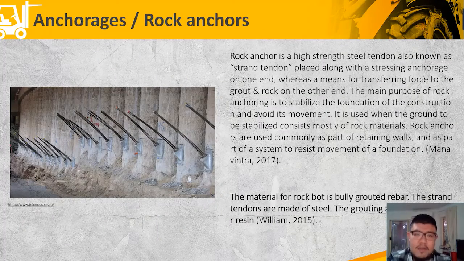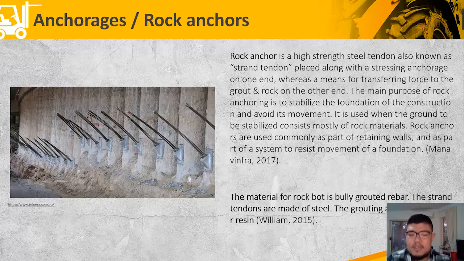And the other type of anchorage is rock anchors. The major difference between a rock anchor and a soil nail is that the rock anchor is anchored to the rock. It is a high-strength steel tendon, also known as a strand tendon, placed with a stressing anchorage on one end, whereas the other end is a means of transferring force to grouted rock. And the material of the rock bolt is fully grouted rebar.